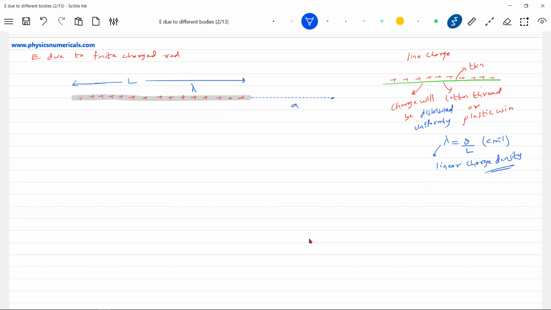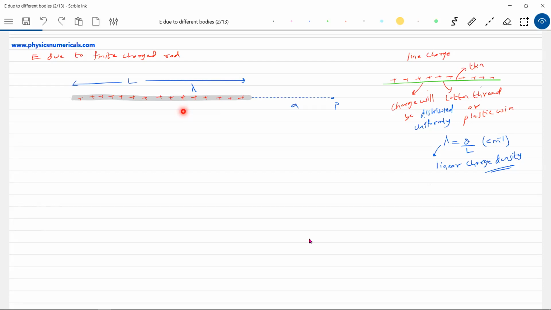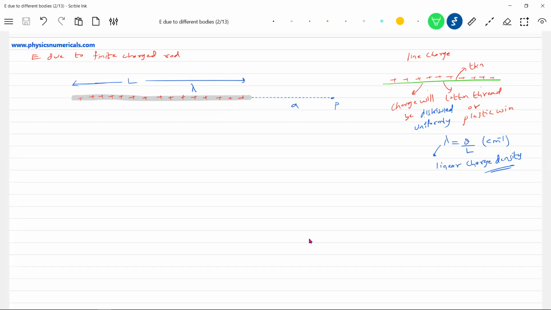I want the electric field strength at point P, at a distance a from one end. So what will be the field at this particular point? Do we have any formula for the line charge? No, because what we know is only the electric field due to a point charge. But this is not a point charge. It's a charged body. So what is the method? I'll take a small element of length dx. This element will have a charge dq. Let it be at a distance x. Here I'll find the field at point P due to that point charge. This is one approach.